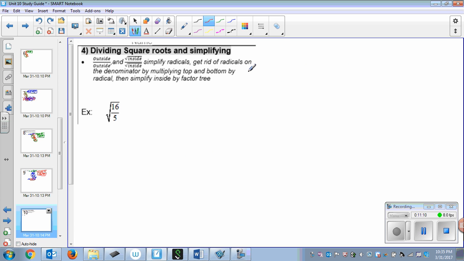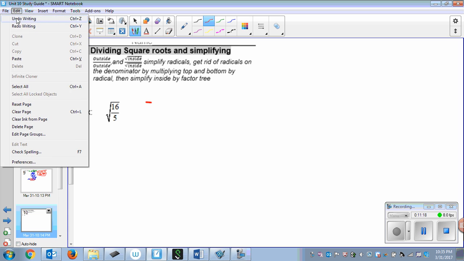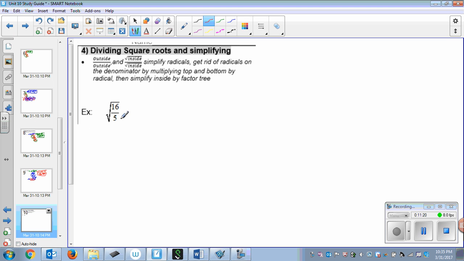Okay, dividing, same thing. You can divide outside with outside and inside with inside, but you can't mix outside with inside. And the other thing here is you can't have a square root on the bottom, only in the top. So you can have a square root in the numerator, but not the denominator. So first, if you have them all under one sign, remember that the square root of a fraction is the square root of the top over the square root of the bottom.